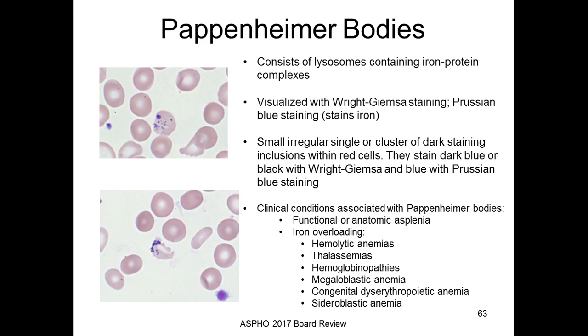Typically, these are different from Howell-Jolly bodies because they're really irregular. They can either be single or a cluster of dark staining inclusions within the red cells. And they stain dark blue or black with Wright-Giemsa, or blue with Prussian blue staining. And so clinical conditions associated with Pappenheimer bodies include asplenia, but also iron overloading conditions, such as severe hemolytic anemia, thalassemias, hemoglobinopathies, megaloblastic anemia, CDA, and sideroblastic anemia. So Pappenheimer bodies are essentially lysosomes with iron protein complexes.